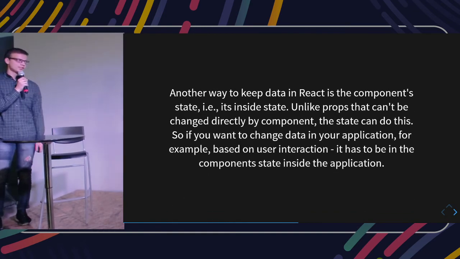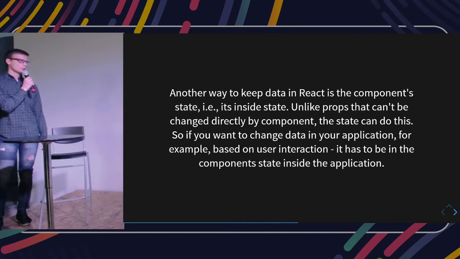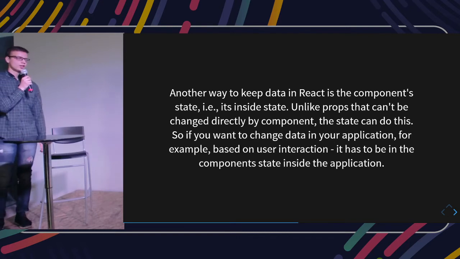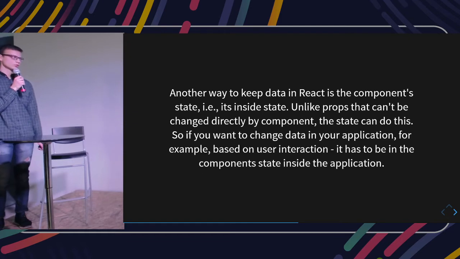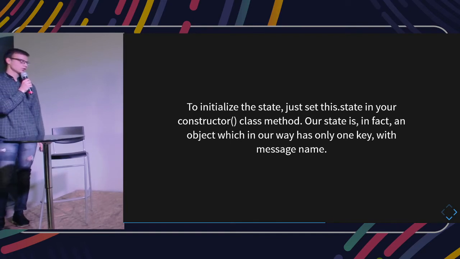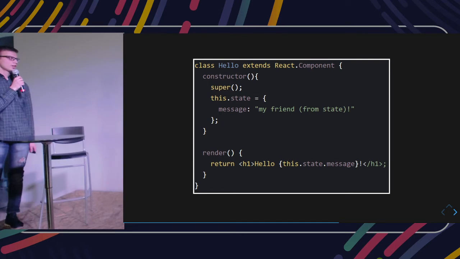Another way to keep data in React is the component state, i.e. its inside state. Unlike props, which can't be changed directly by the component, the state can. So if you want to change data in your application, for example, based on user interaction, it has to be in the component state. To initialize state, just set this.state in your constructor class method. Our state is in fact an object which in our case has only one key with the name message. So here's an example. We've added a constructor and our state with message my friend from state.